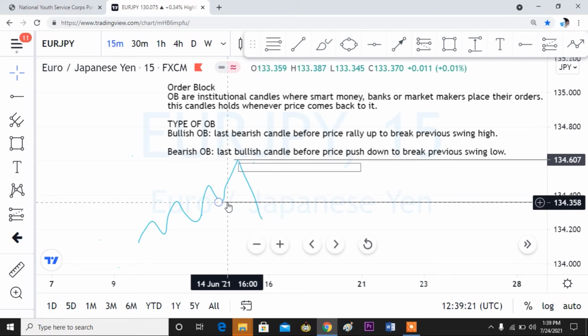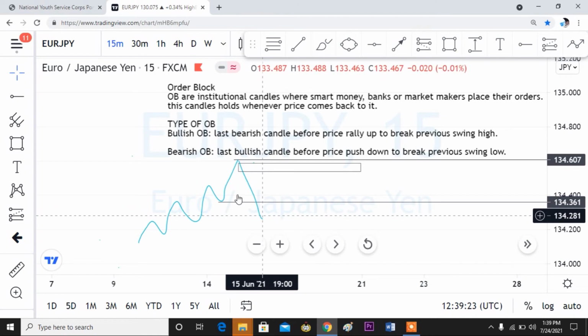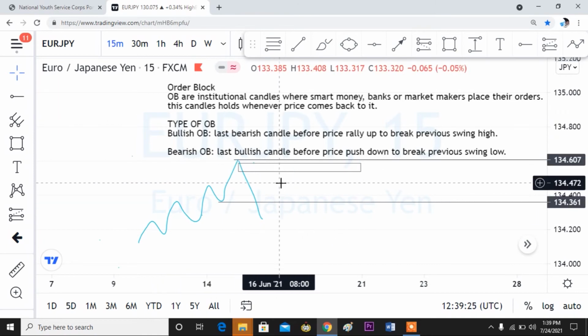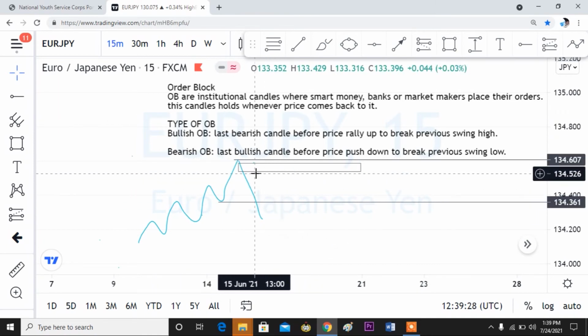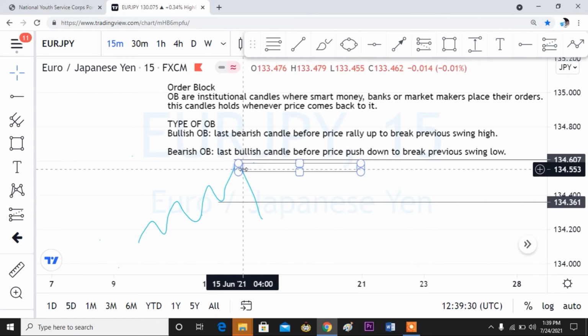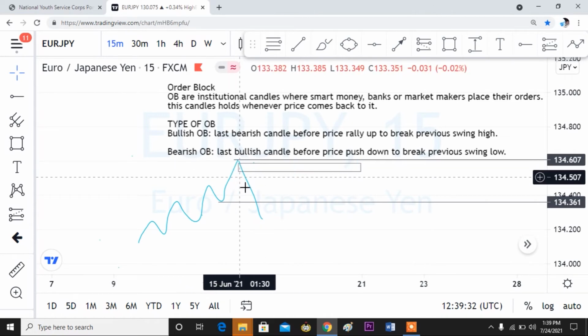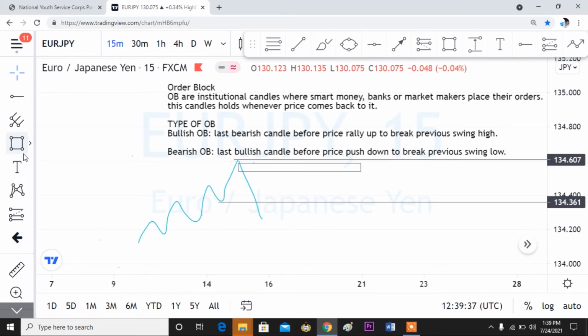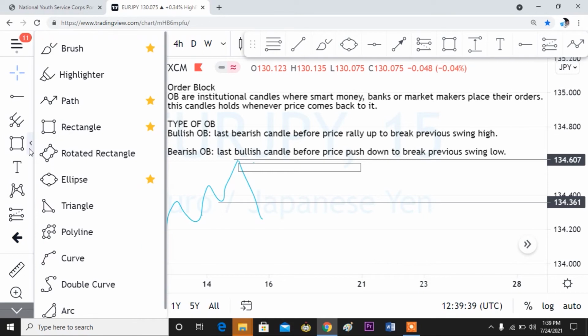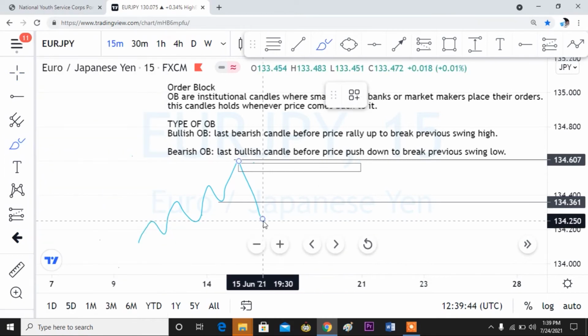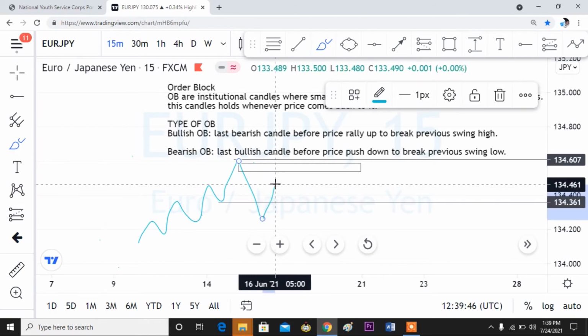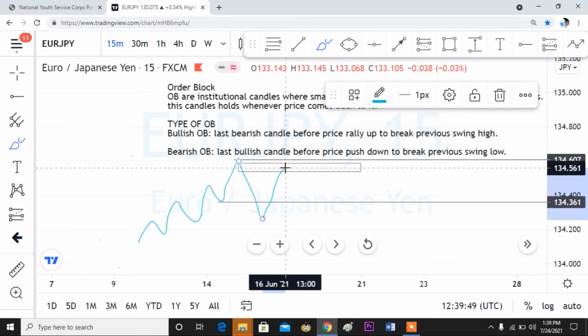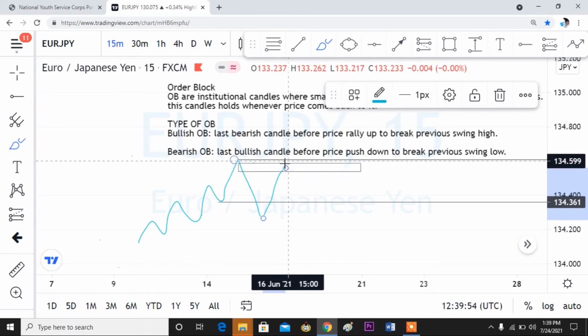So after the break of this market structure, we have to wait for price to rally back to the previous market structure, and then our point of interest is going to be the last bullish candle that resulted in this push here. So in this case, we have to wait. Okay, here it is. So we have to wait for the market to push back here and short the market from this range. So this is the right place to short the market.